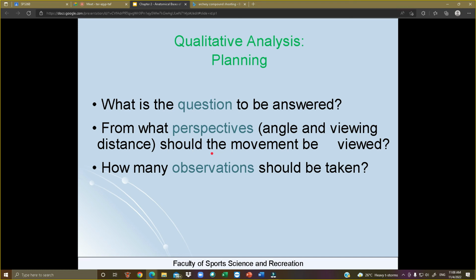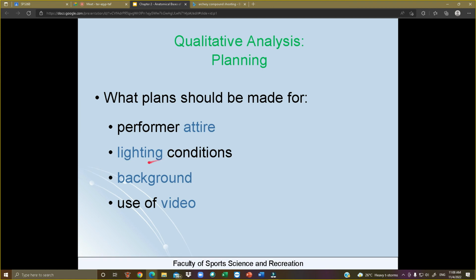Now, observation. The answer for observation is you need ample observation. Sometimes two or three trials are enough. Sometimes it's not, simply because every single trial you see flaws, so we cannot make a comparison. That is the planning phase.